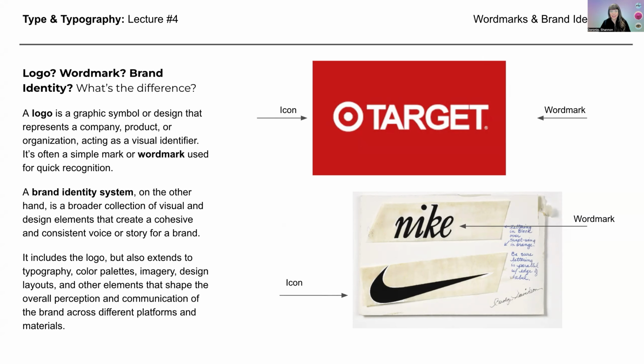A brand identity system, on the other hand, is a broader collection of visual and design elements that create a cohesive and consistent voice for a story or brand. It includes a logo, but also extends to things like type palettes, color palettes, imagery, photo treatment, illustration styles, design layouts, grids, and other elements that shape the overall perception and communication of the brand across different platforms and materials.